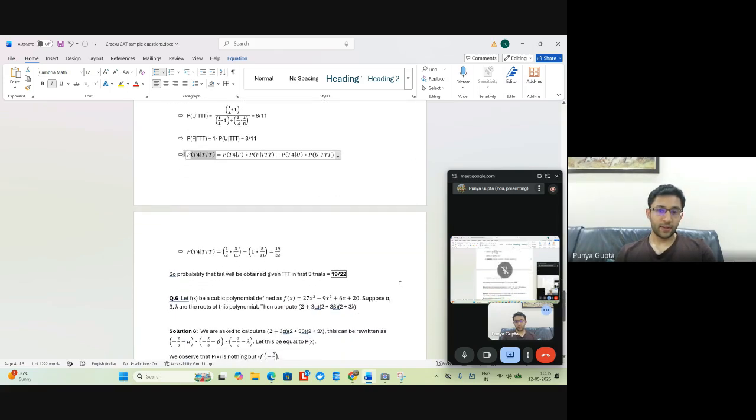So this is nothing but half, because the probability that a fair coin will show tail on the fourth flip is half, multiplied by 3 by 11 that we obtained earlier, the probability of starting with a fair coin given that we obtained tail, tail, tail in the first 3 trials. Half into 3 by 11 plus 1 into 8 by 11 comes out to be 19 by 22. So this gives us the answer that the probability of getting a tail on the fourth flip, given that we obtained tail in the first 3 trials, is 19 by 22.